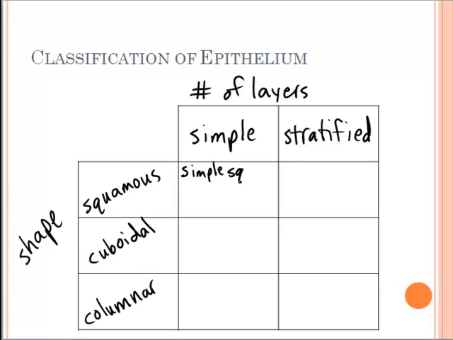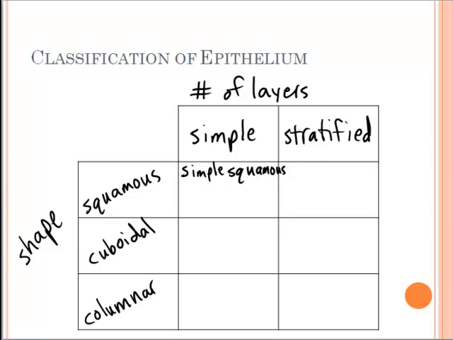We have cells that are called simple cuboidal. We have simple columnar. We have stratified squamous, stratified cuboidal, and stratified columnar. This chart is useful as you go through and learn about the different cell types. It's useful to use in order to write down where each of these types of cells is found in the body.